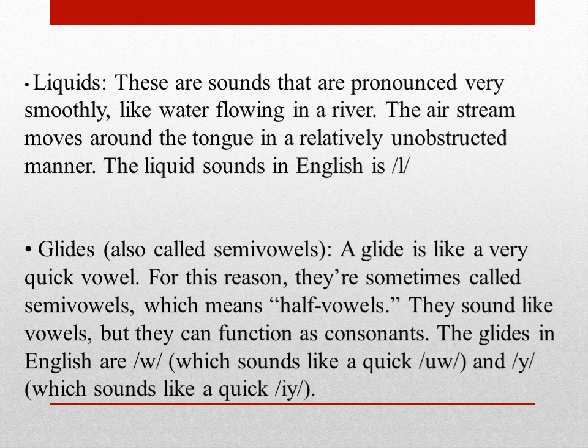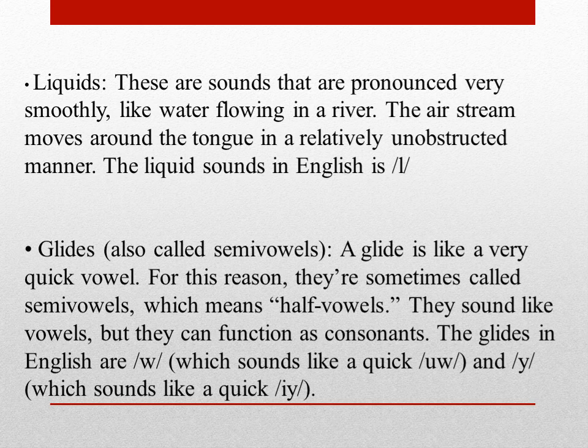The next category is liquids. These are sounds that are pronounced very smoothly, like water flowing in a river. The airstream moves around the tongue in a relatively unobstructed manner. The liquid sound in English is l. When you are speaking the sound l, your tongue goes up and it does not obstruct the air coming out of your mouth, and air is escaping from around the tongue in a relatively unobstructed manner. That's why it's called a liquid l sound.